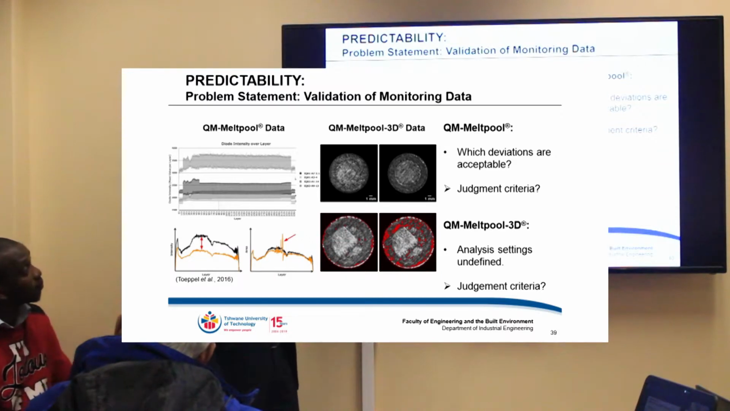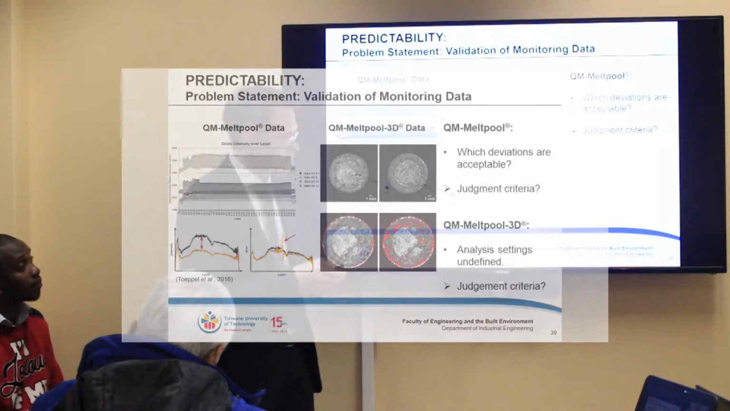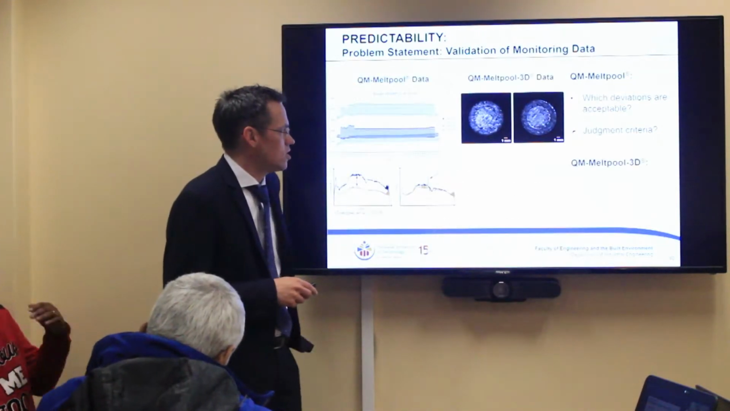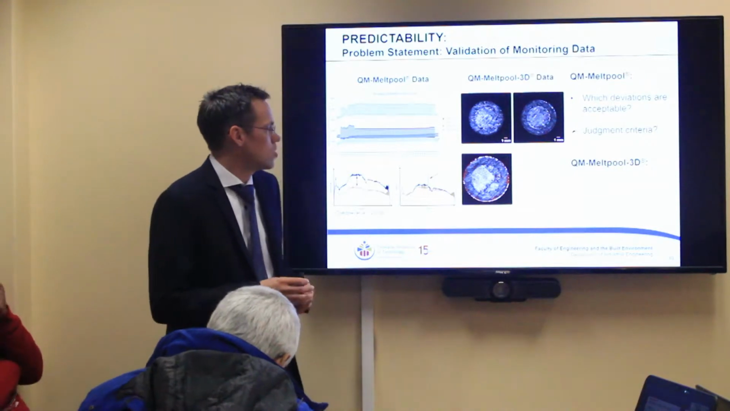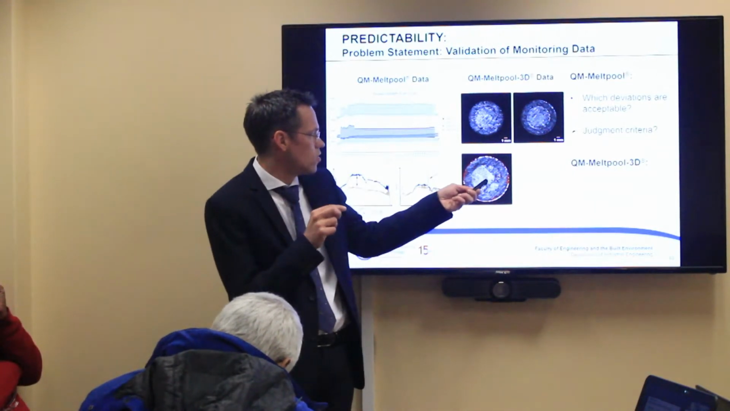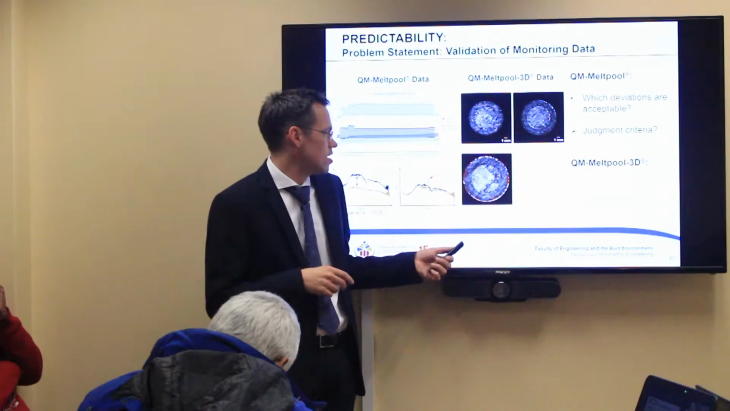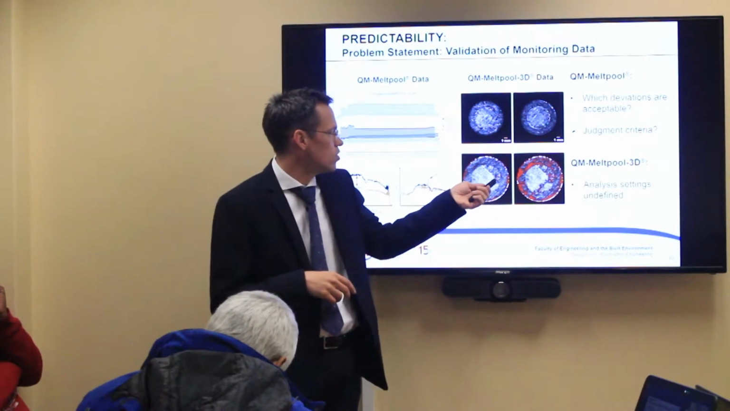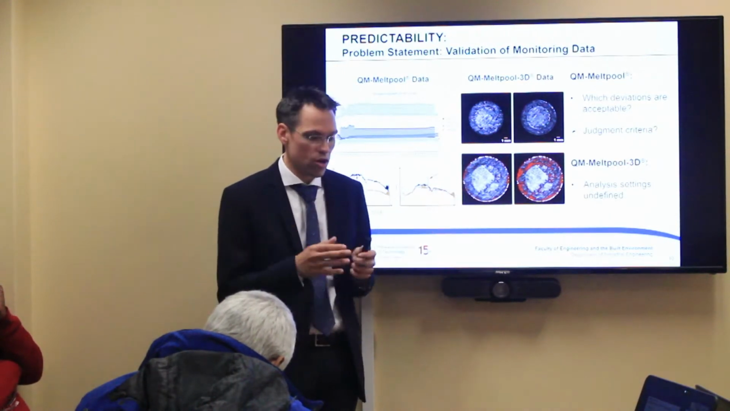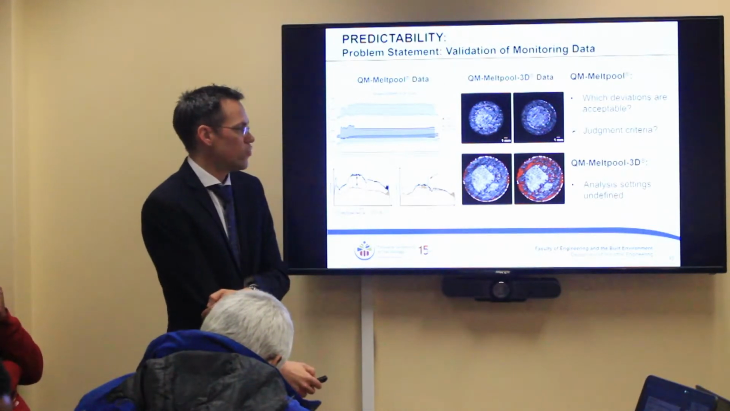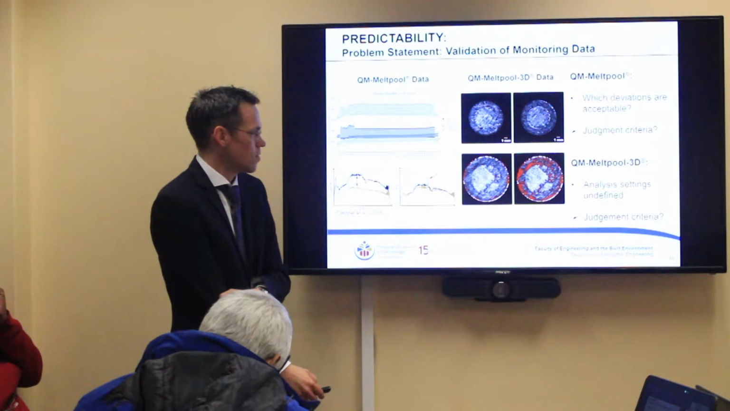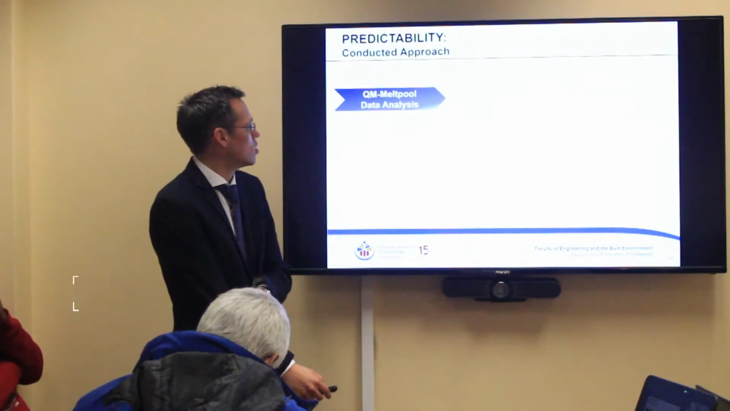So if it's just a small difference, is it okay or not, or how high those peaks may be. So the judgment criteria is missing, and the same applies to the QML pool 3D data. You can use certain grayscale intervals as indicators for defects, but if you have only few indications or a lot of indications, it's totally dependent on your personal setup, and there are no fixed analysis settings in the market. So also here the judgment criteria is missing.